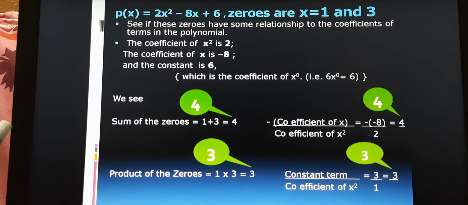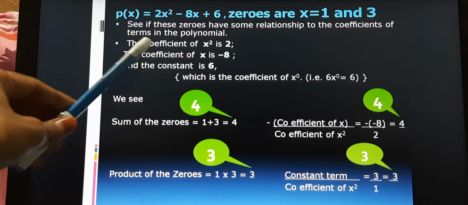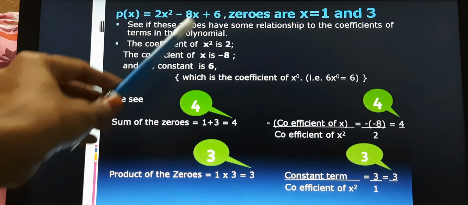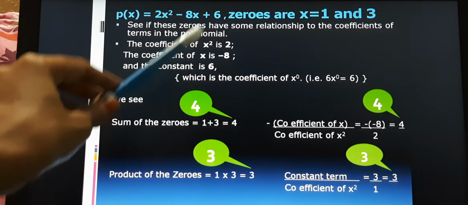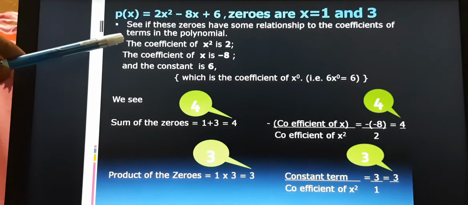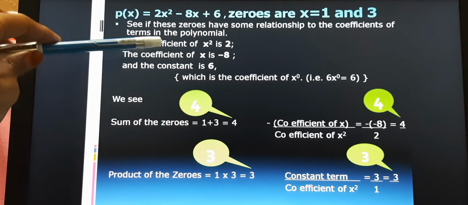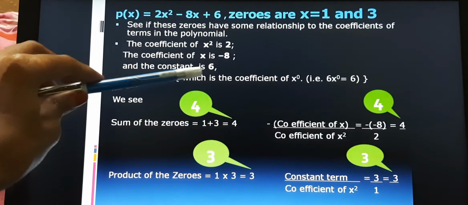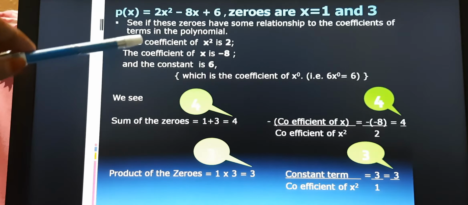We said at the start, the relationship between zeros and coefficients of variables. So first we write the coefficients. The coefficient of x square is 2. The coefficient of x is minus 8. And the constant is 6. We have just noted down the coefficients of x square, x and the constant. So we have two zeros and we have coefficients.